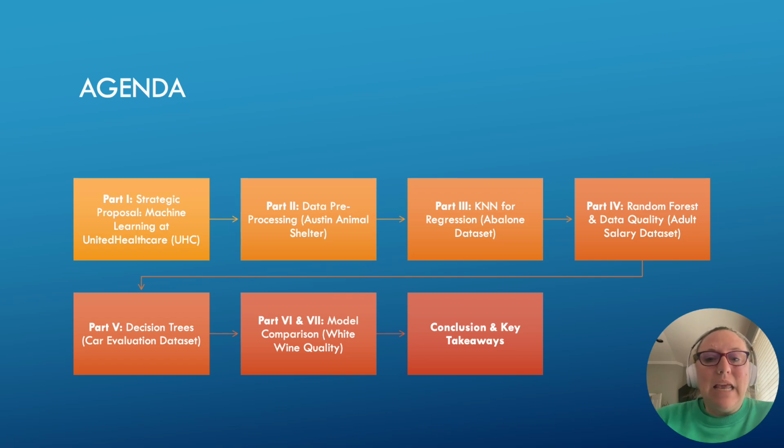We will begin by looking at the practical application of machine learning in a corporate setting, specifically United Healthcare. Then we will transition into the technical components of the project. We will look at data cleaning techniques and then evaluate the performance of several models, including k-nearest neighbors, random forest, decision trees, and linear regression across differing data sets. We will conclude with a comparison of these models and final thoughts on the importance of data quality.